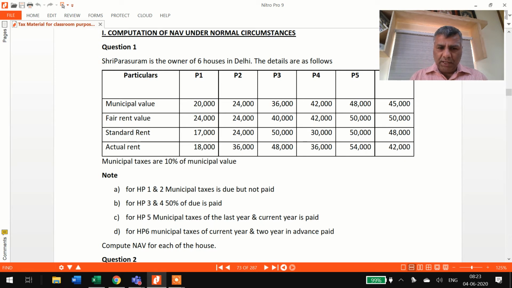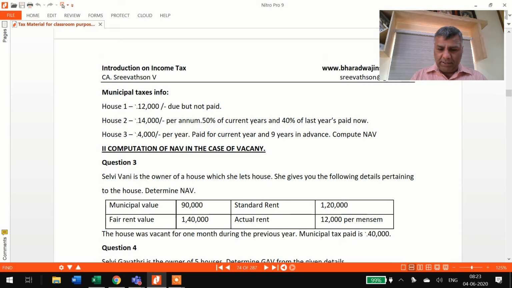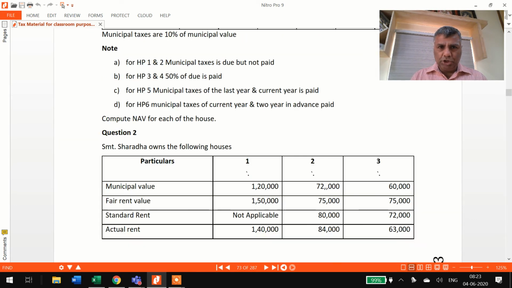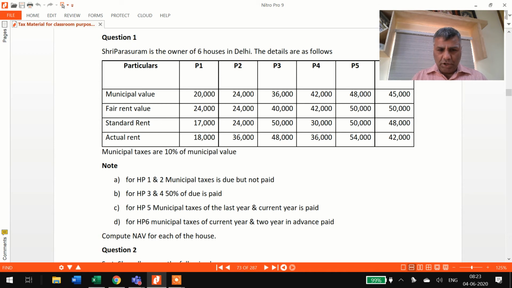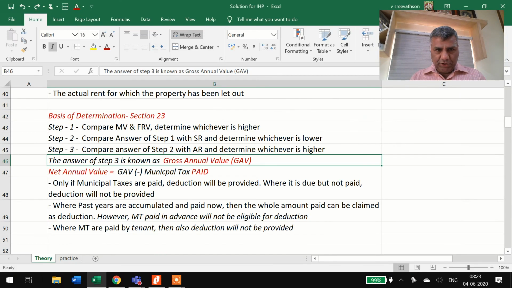For the fifth, municipal taxes of the last year and current year are paid. For the sixth, municipal taxes of the current year and 2 years advance are paid. Compute NAV. Read through.